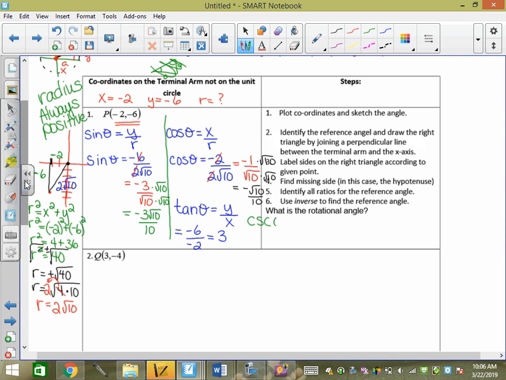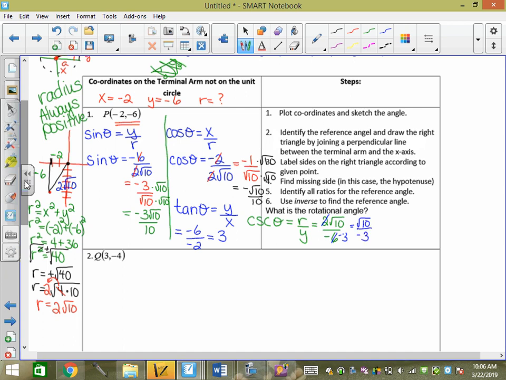Cosecant is best used with sine. So instead of it being y over r, it's going to be r over y, which is nicer because r has the radical. So r is 2 root 10 over negative 6. I can just take a 2 out of both, and I get root 10 over negative 3. I don't have to rationalize anything.